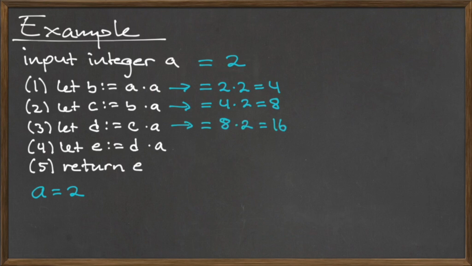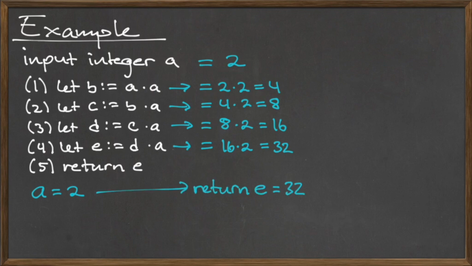Next, we create the variable d and assign it the value c times a. Since c is equal to 8 and a is equal to 2, the variable d will be assigned the value 8 times 2, which is 16. Finally, we create the variable e and assign it the value d times a. Since d is equal to 16 and a is equal to 2, the variable e is assigned the value 16 times 2, which is 32, which is then returned as output. So, for the input a equals 2, the value 32 is returned.